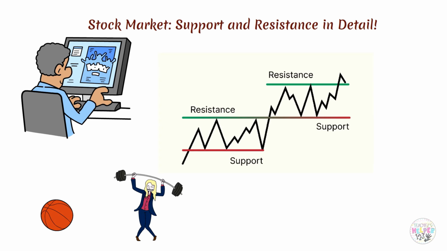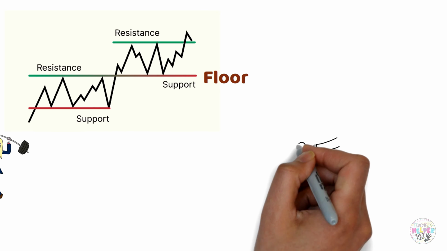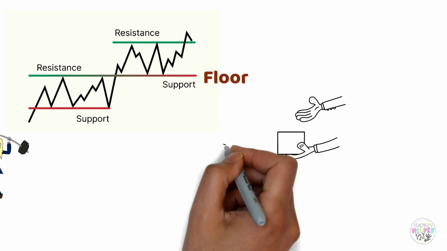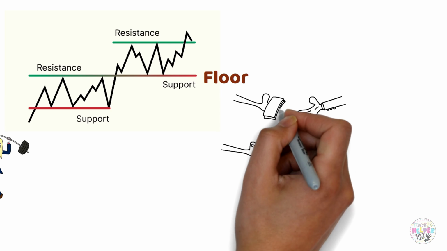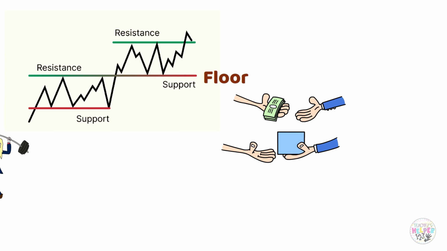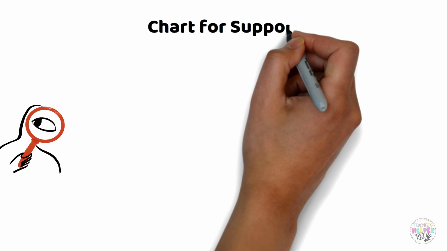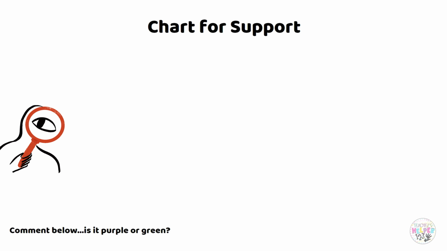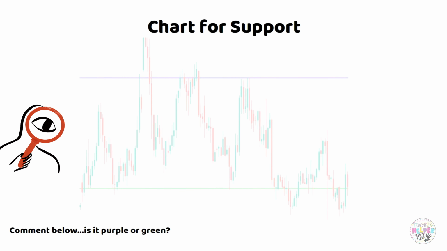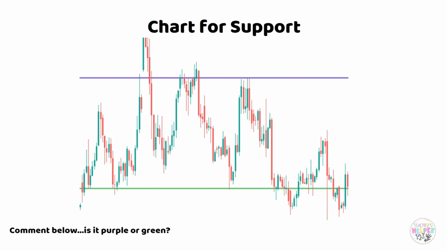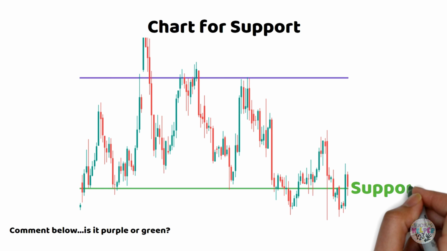Now remember from the last video, support is like a floor. Support is the price area where buyers step in and stop price from falling lower. So take a look at this chart, and can you identify the support area? Or why do you think I marked this off as the support area? Put it in the comments below.